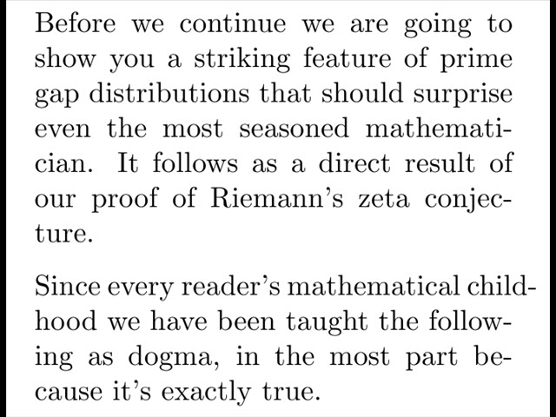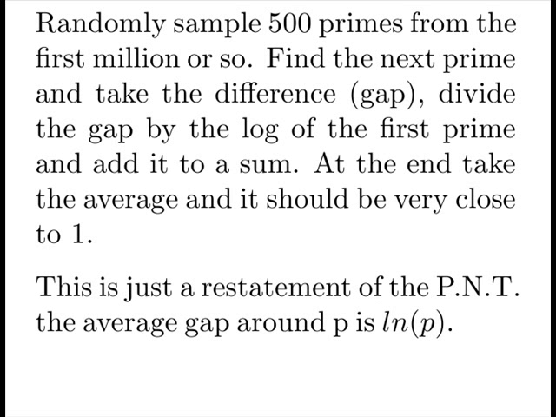Since every reader's mathematical childhood, we have been taught the following as dogma, in the most part because it's exactly true. Randomly sample 500 primes from the first million or so. Find the next prime and take the difference, or the gap. Divide the gap by the log of the prime and add it to a sum. At the end, take the average, and it should be very close to 1. This is just a restatement of the prime number theorem. The average gap around a prime is its logarithm.